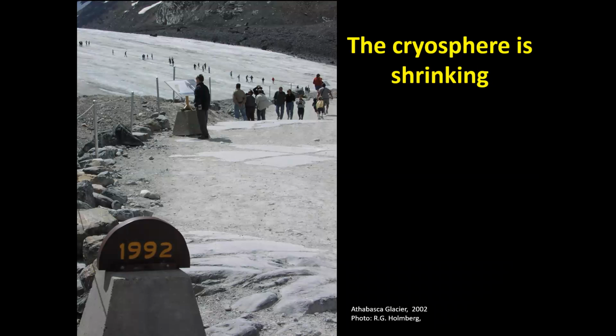And so the cryosphere is shrinking. This is a depiction of the Athabasca Glacier. If you look at any glacier in the world today, with just a few exceptions, they're all shrinking. And you can see landmarks that depict where they were a few years previous.